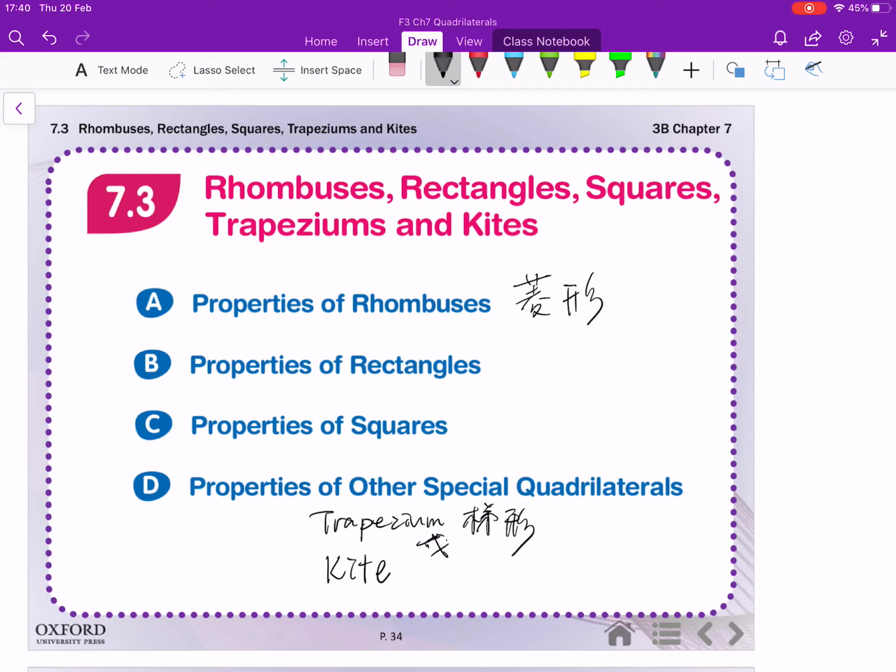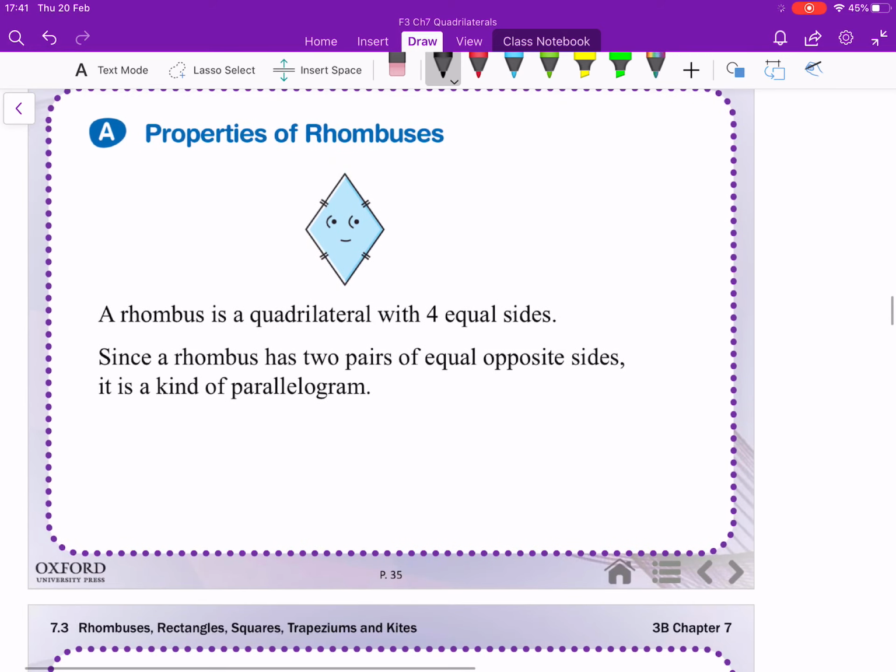I know some of you may learn about them in primary school, but in this video, we'll talk about them in depth and maybe a little bit different from what you learned in primary school. So, the first one, rhombus. For any quadrilaterals with 4 equal sides, we can call it a rhombus. So this is the definition of rhombus. Whenever you see any quadrilaterals with 4 equal sides, you may say that, okay, this is a rhombus.